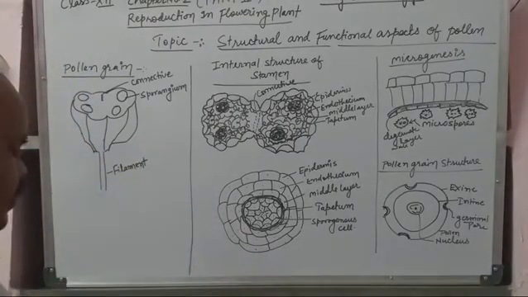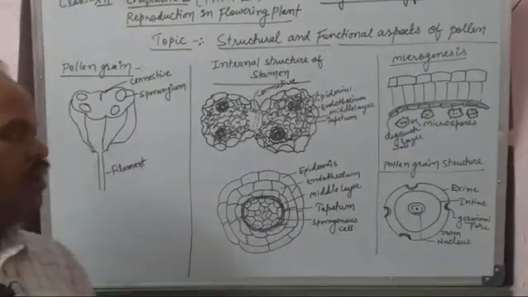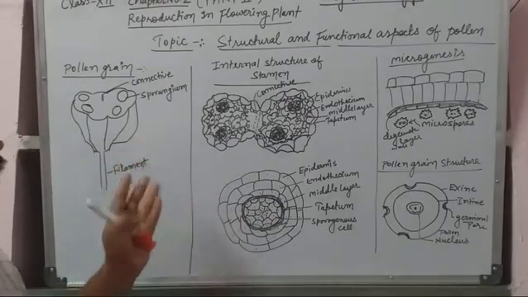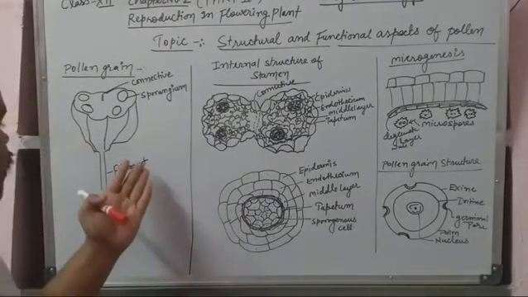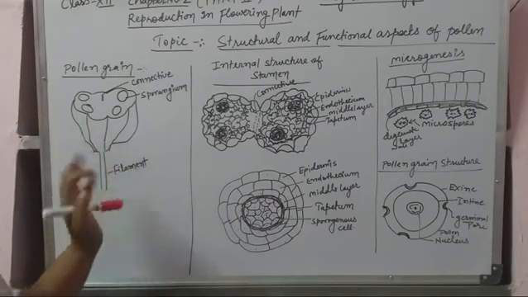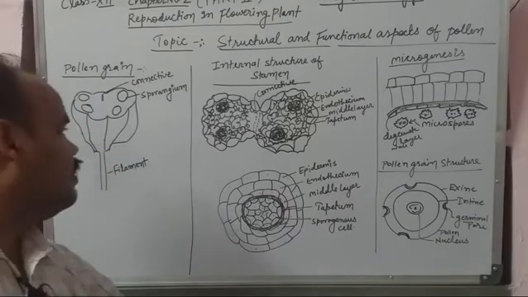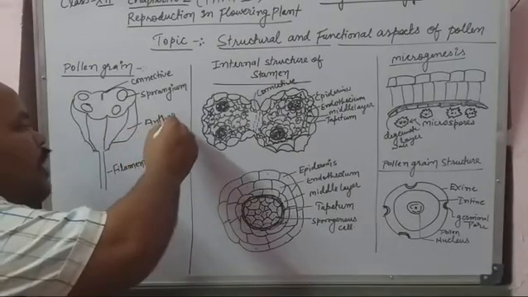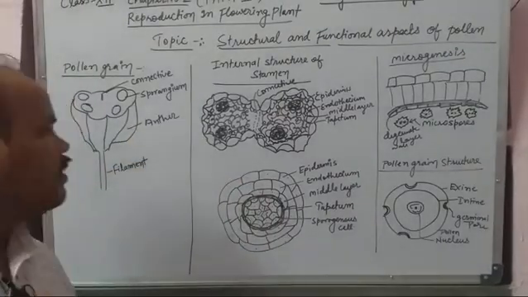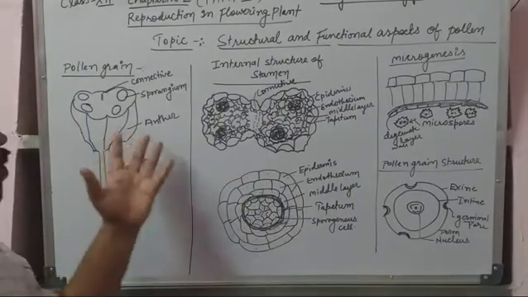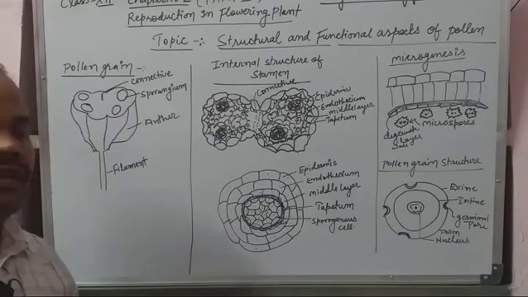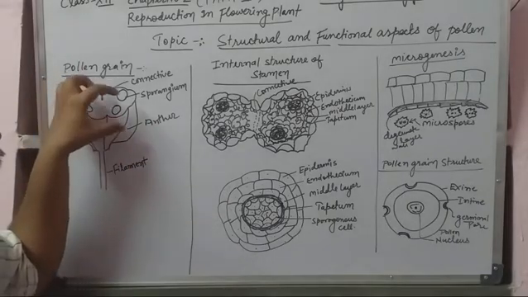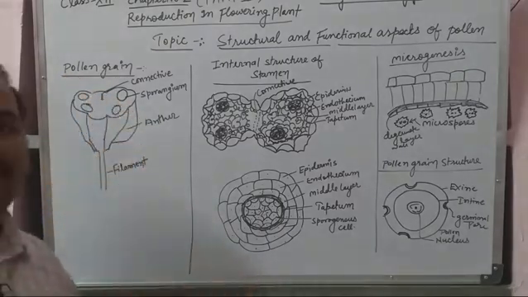The structure will be described here. There are two parts of it. First is the anther and the second one is the filament. This one is the anther and this one is the filament. The anther part has four sporangia included in it.